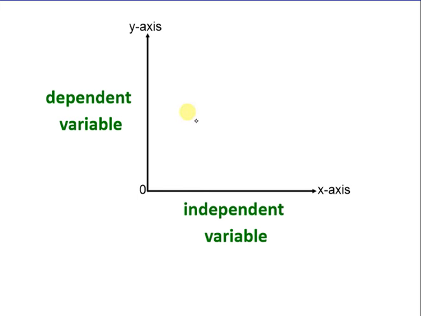When we go to graph, which is what we're going to do a lot of over the next couple of days, the dependent variable is going to end up on the y-axis, and the independent variable is going to end up on the x-axis. You might want to make a note of this: this is the input, and this here is the output.